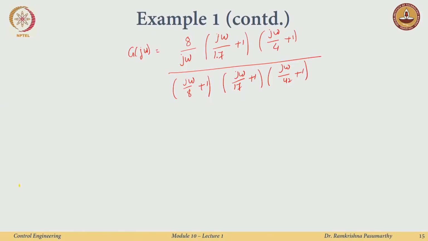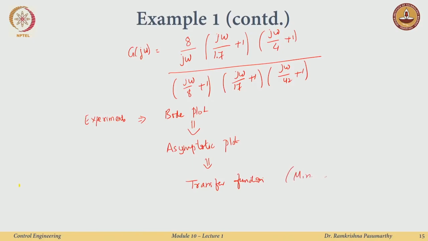So what is the simple process that we follow here, right? We start with experiments. These experiments lead to a frequency response which is the Bode plot. From this Bode plot I can construct the asymptotic plot, and finally from this asymptotic plot I can find out the transfer function of the system. Again, the key is the assumption of minimum phase.